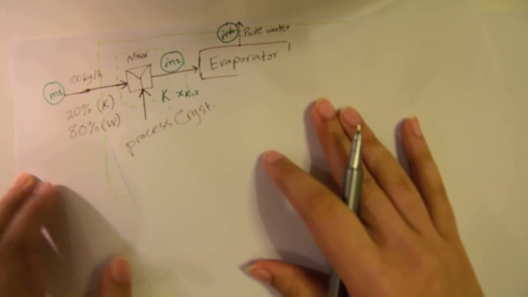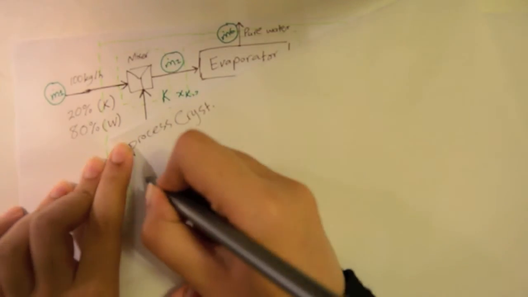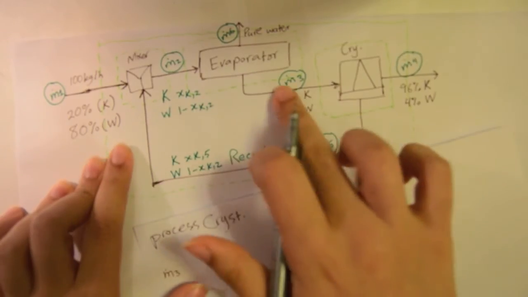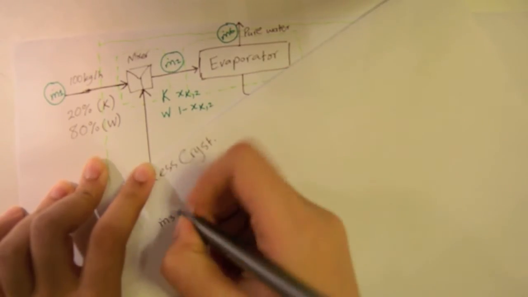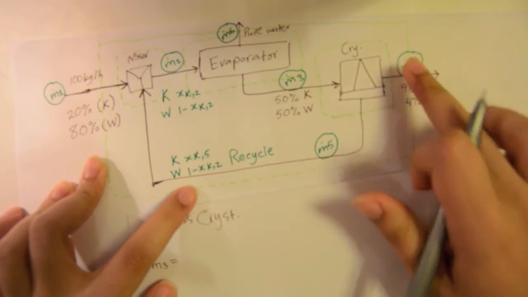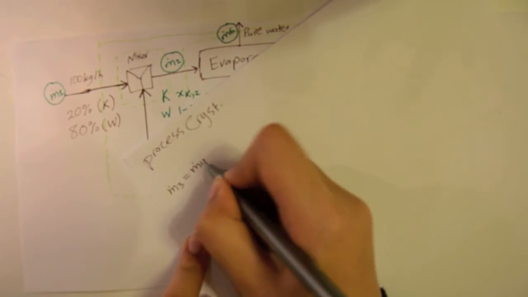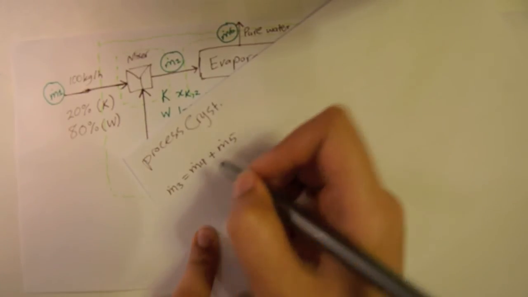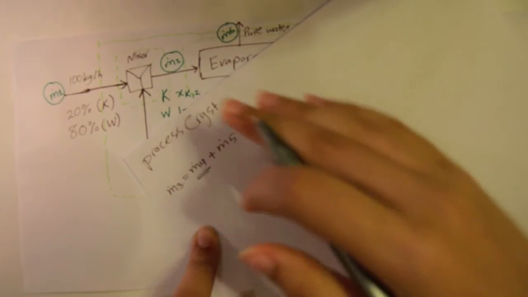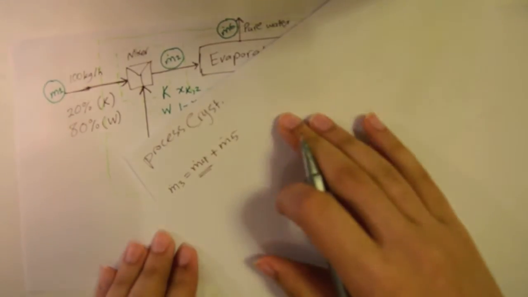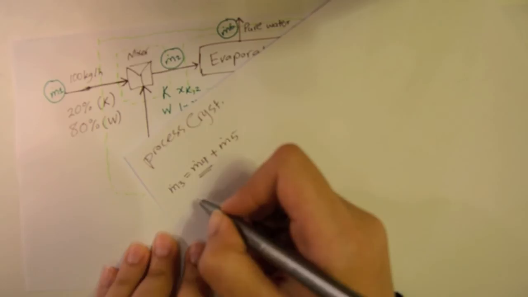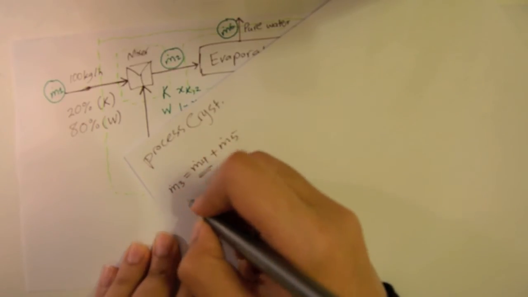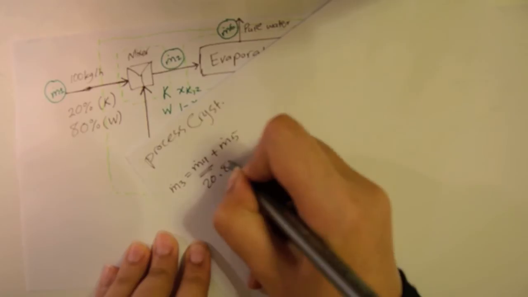I'll start with the total material balance, of course. It's M3, which is entering the crystallizer as we see. M3 equals M4 plus M5. Okay, so M4 is already known from the previous system. So M4 equals 20.83.